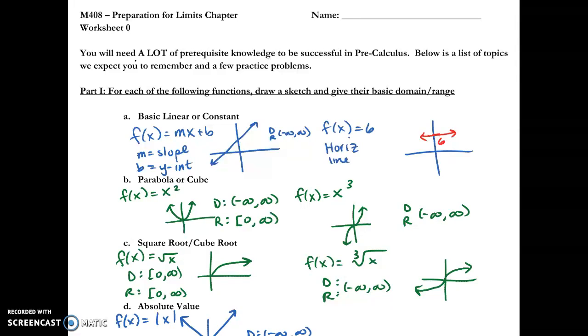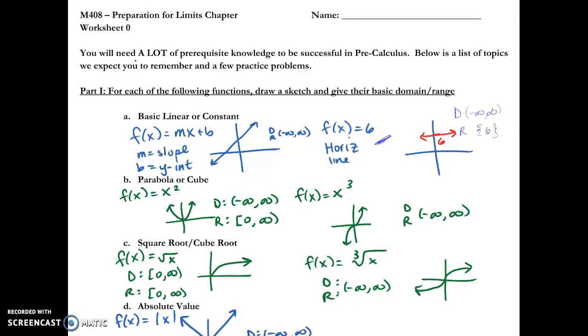Then you'll see over here I have a constant function. Now a constant function is when the y value stays the same, and it looks like a horizontal line. For a horizontal line, your domain is still negative infinity to infinity, but our range is just going to be whatever y value the line is at. So in this case, our range would just be 6.